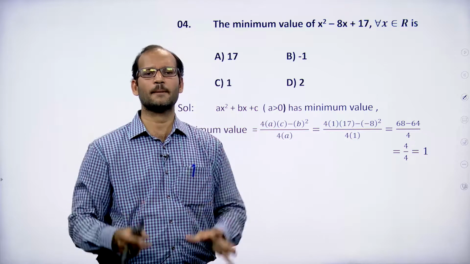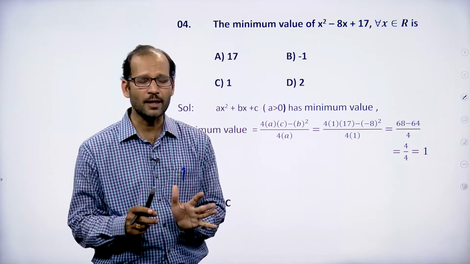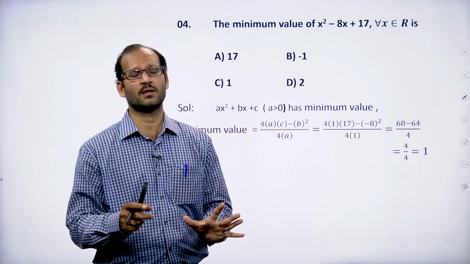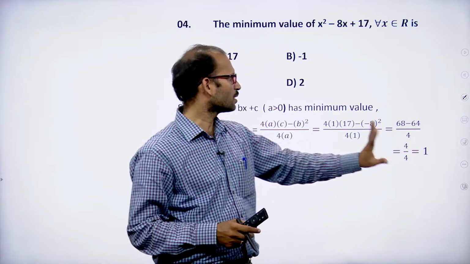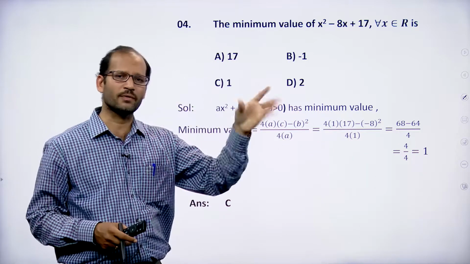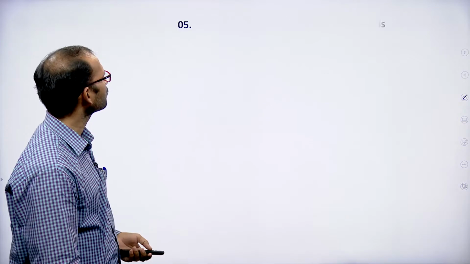You put minus 10, minus 100, 1 by 2, minus 7 by 2, root 3, whatever value of x you want to write in the place of x, you can write, but that cannot be less than 1. So this is the minimum value of that expression for any value of x. That is the meaning of that. Am I clear? Right. Let us move to the next question.